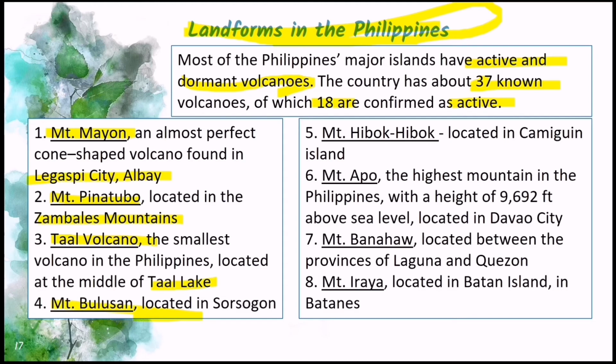Number 4 is Mount Bulusan, located in Sorsogon. Number 5, Mount Hibok-Hibok, located in Camiguin Island. Number 6, Mount Apo, the highest mountain in the Philippines with a height of 9,692 feet above sea level, located in Davao City. Number 7, Mount Banahaw, located between the provinces of Laguna and Quezon. And Mount Iraya, located on Batan Island in Batanes.